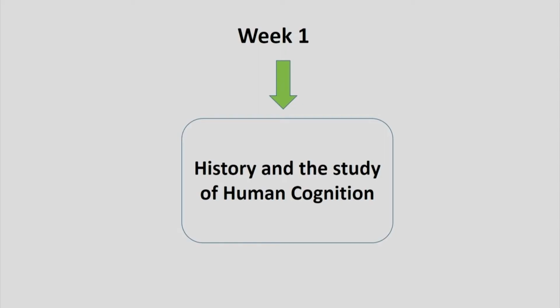So, under module 1, in week 1, what we did was we looked at the history and the study of human cognition. In the first and second weeks, which are part of the first module, we looked briefly at the history of cognitive psychology. How does cognitive psychology come into being? What does it study? What are its proponents? What are the basic principles governing cognitive psychology?